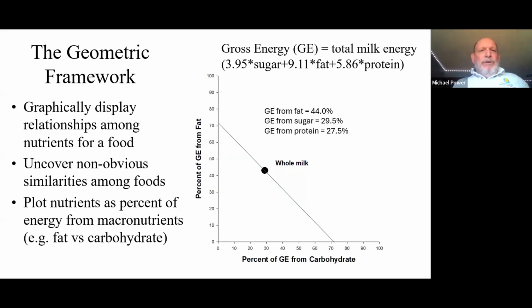We'll start off looking at what's called the geometric framework. The geometric framework is used quite a bit in nutritional ecology, and it also works brilliantly, in my opinion, for milk. Okay. So here at the top, you have the equation for gross energy content of milk. That's the total amount of milk energy. It's what you would get if you ran it through a bomb calorimeter and got the total amount of energy released by combustion. That's the formula for it.